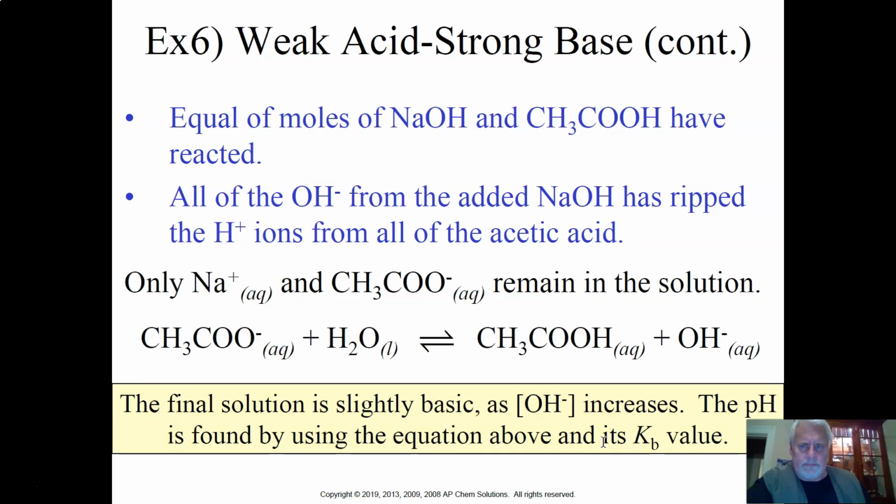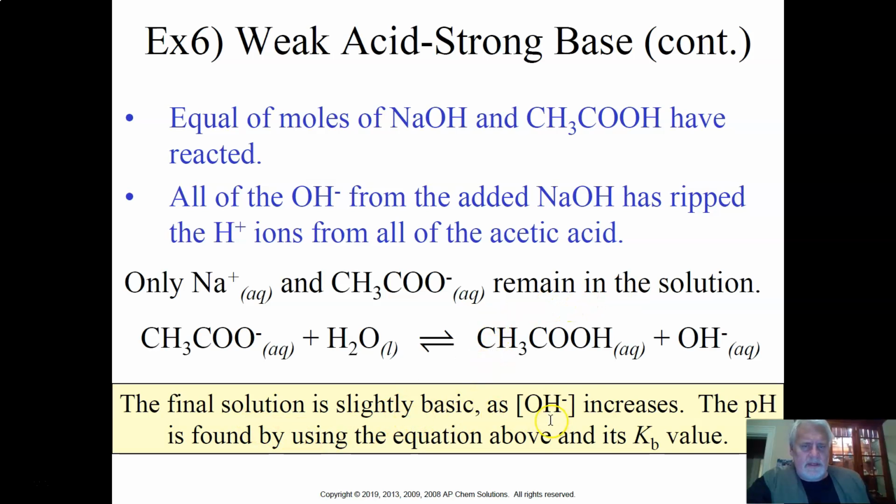Equal moles of the strong base and the weak acid have reacted, and all of the OH has ripped off those hydrogen ions, and they each have a salt shaker. And only the Na plus, and remember that big discussion we had, and the COO minus. So you've got these two ions remaining in solution. Those are the only things that are left.